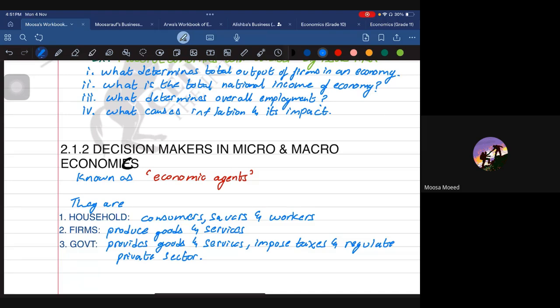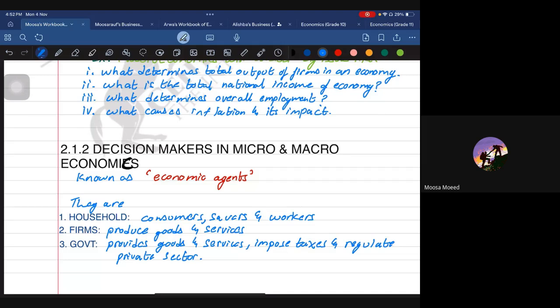So there are three major economic agents: households, under which we talk about the consumers, savers, and workers. Then we have the firms, whose purpose is to produce goods and services, and the government, which provides goods and services, imposes taxes, and also regulates the private sector, which means that they put regulations like taxes or provide subsidies to the private sector.